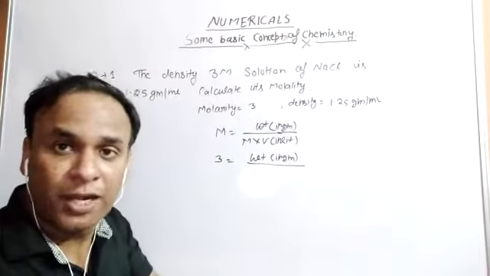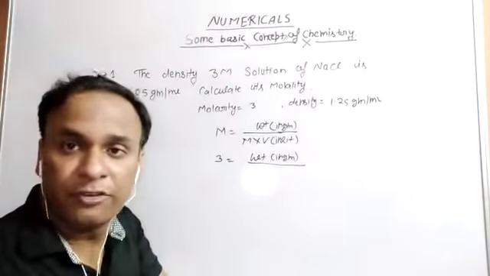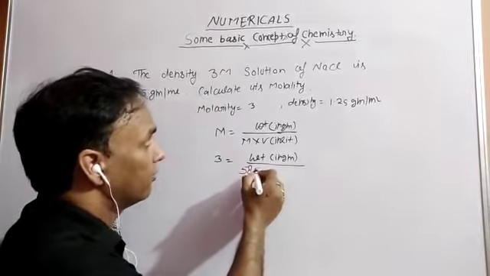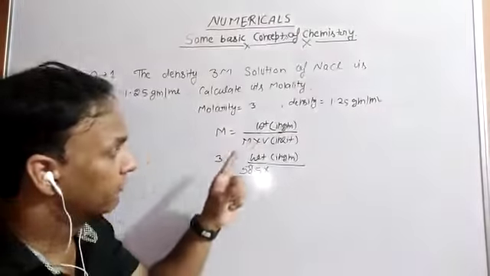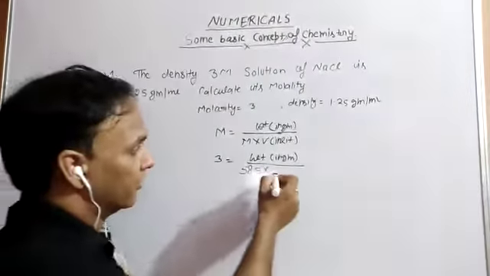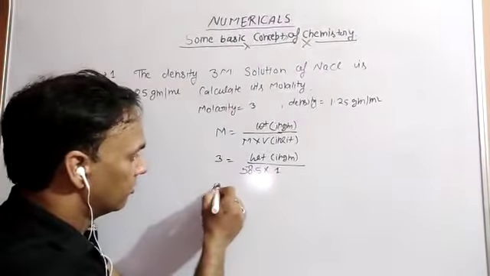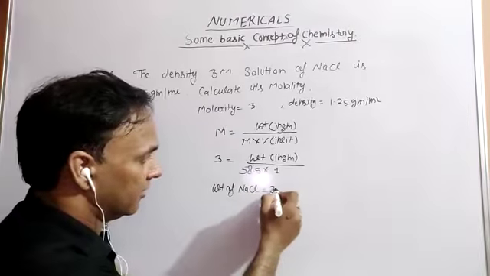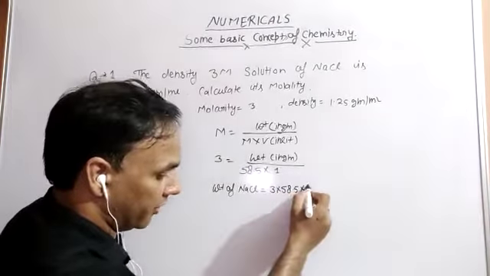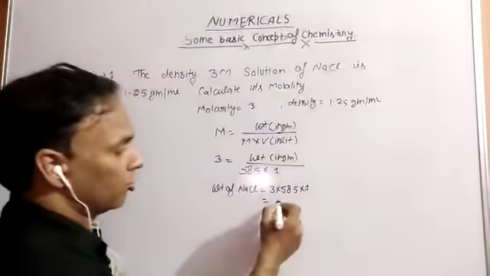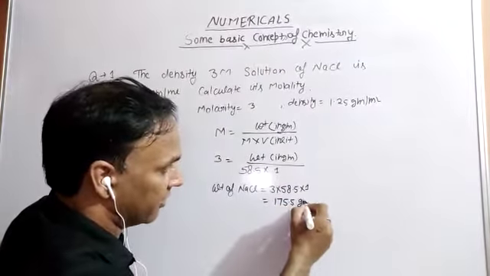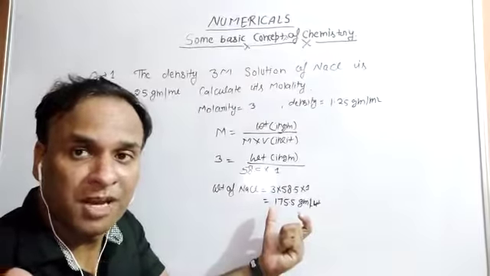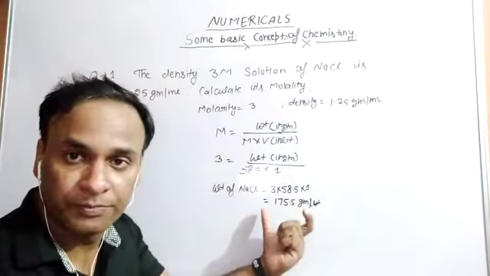Molar mass: the atomic mass of sodium is 23 and chlorine 35.5. Then the molar mass of sodium chloride is 58.5 and volume is 1 liter. Clear? Now the weight of sodium chloride, NaCl, is 3 multiplied by 58.5 into 1, that is approximately 175.5 gram per liter. Clear? This is the amount of solute, the mass of solute. Sodium chloride is the solute. Clear?